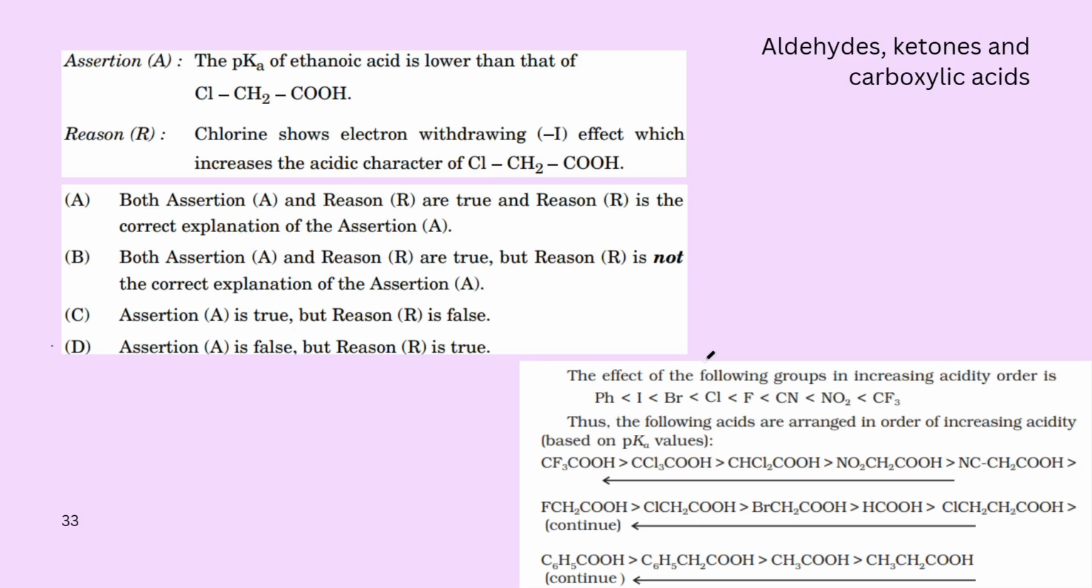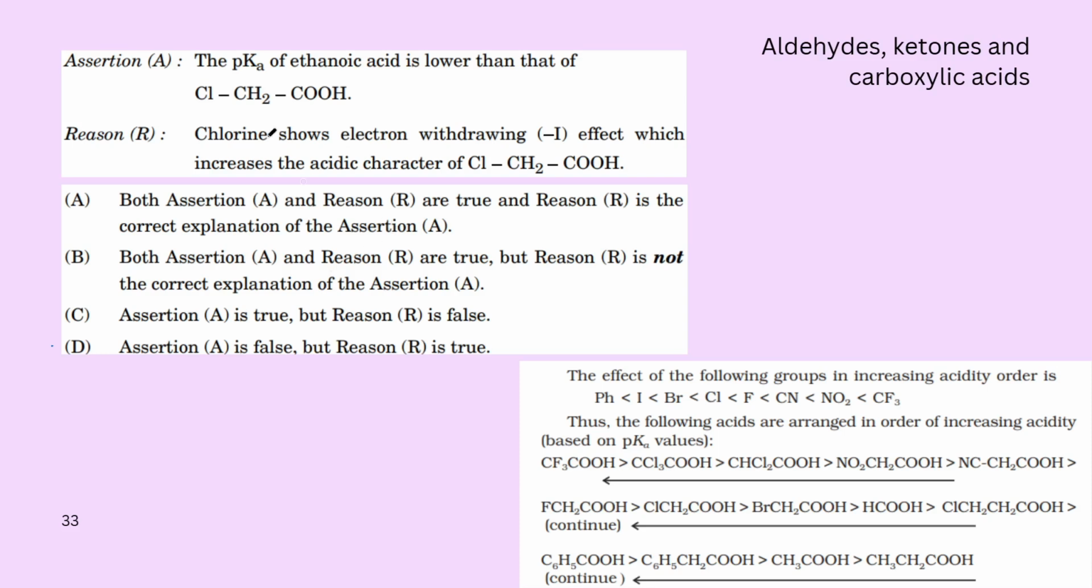The next one is an assertion and reasoning question. The pKa of ethanoic acid is lower than that of ClCH2COOH. The reason is chlorine shows electron withdrawing effect, which increases the acidic character of ClCH2COOH. The first thing we need to remember is the value of pKa. What does it tell us about the acidity? The lower the value of the pKa, the more acidic our compound is. So when you have hydrochloric acid, I'm pretty sure the pKa value of that is -7.